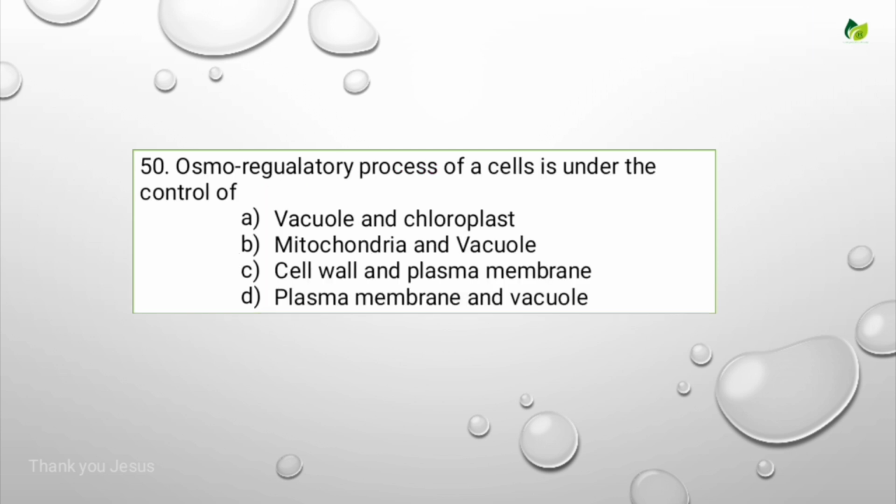Let's see the next question. Osmoregulatory process of a cell is under the control of? Options are vacuole and chloroplast, mitochondria and vacuole, cell wall and plasma membrane, plasma membrane and vacuole. For this, the correct answer is plasma membrane and vacuole.